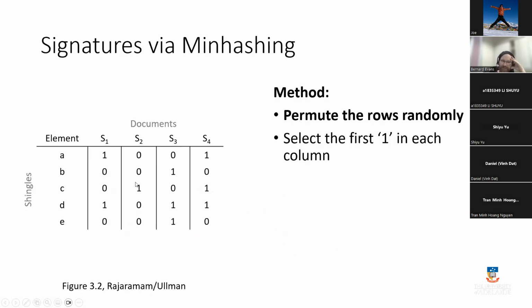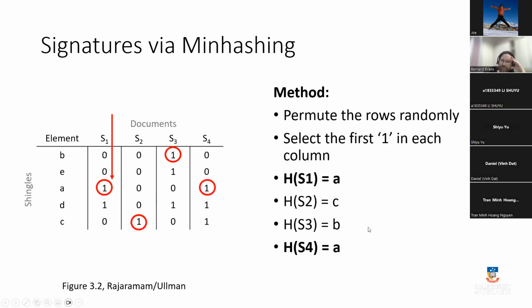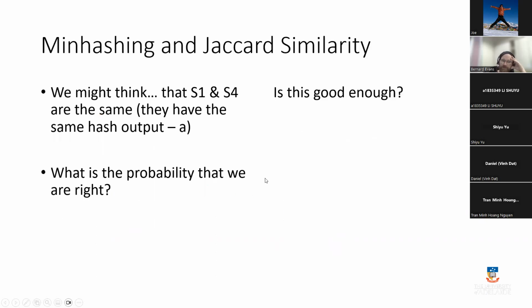But are they the same? I don't think they are. They're mostly the same, but it did get to the core point of it: 1 and 4 are basically quite similar. So we think, oh yeah, this is not a bad way of doing things. Okay, so we might come to the conclusion S1 and S4 are the same. But what's the probability that we were right?